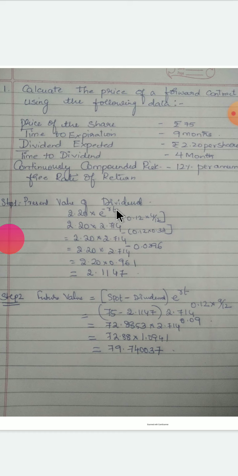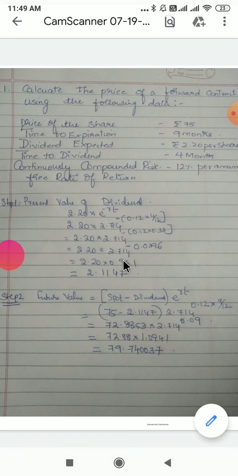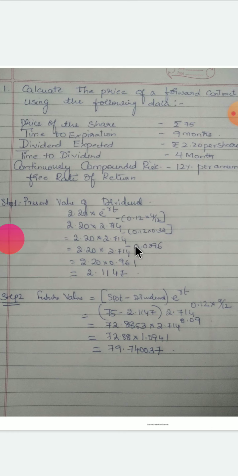In the case of a dividend, time to expiration is 4 months. Risk free rate is 12%. So take 12% multiplied by 4 months, which you will get 0.12 into 0.33, which is nothing but 0.0396. So 2.20 into 2.714 to the power of minus 0.0396, which you will get 2.20 into 0.961. Now if you multiply, you will get 2.1147.